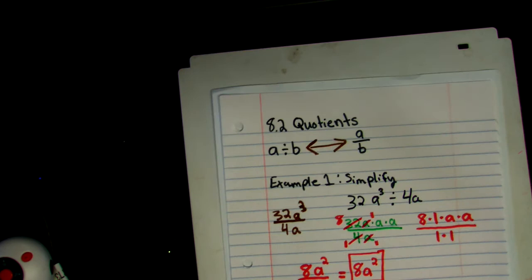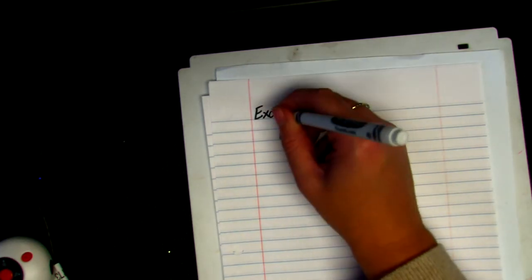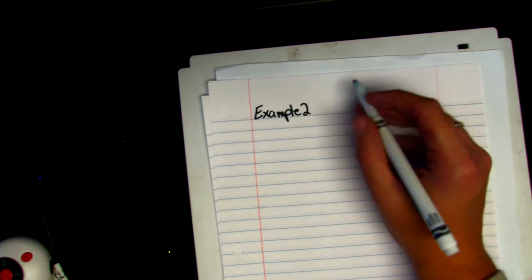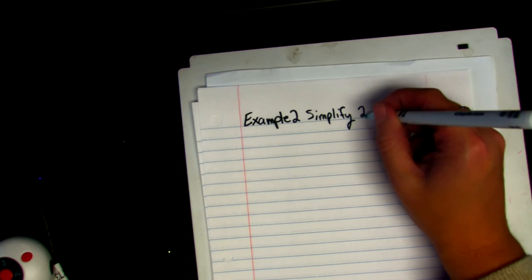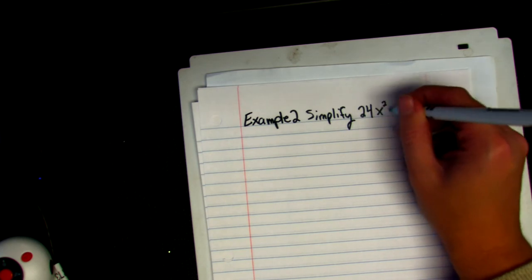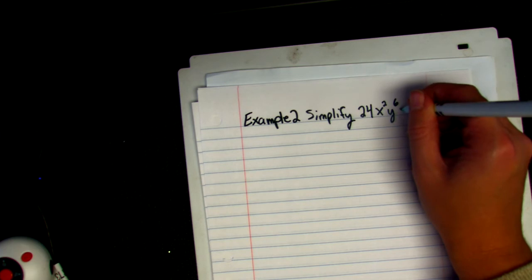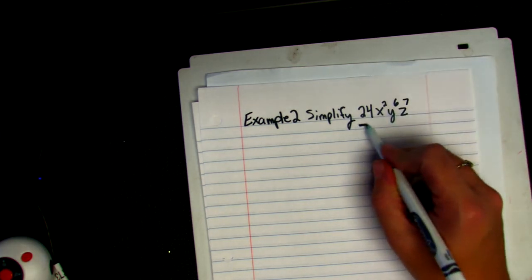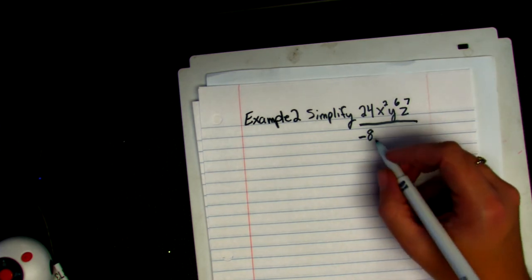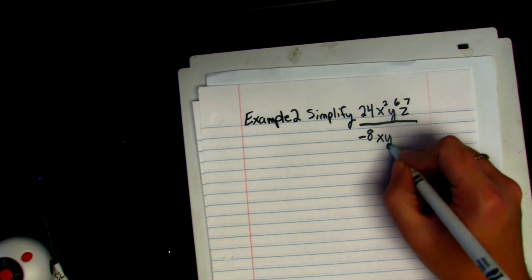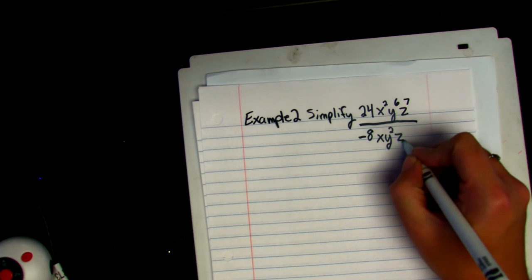All right, let's do an example. We're going to look at example 2. Example 2 wants us to simplify, and it has a very large fraction. It has 24 x to the second, y to the 6th, z to the 7th, and it's over, so it's a quotient, negative 8 x, y to the 2nd, and then z to the 5th.